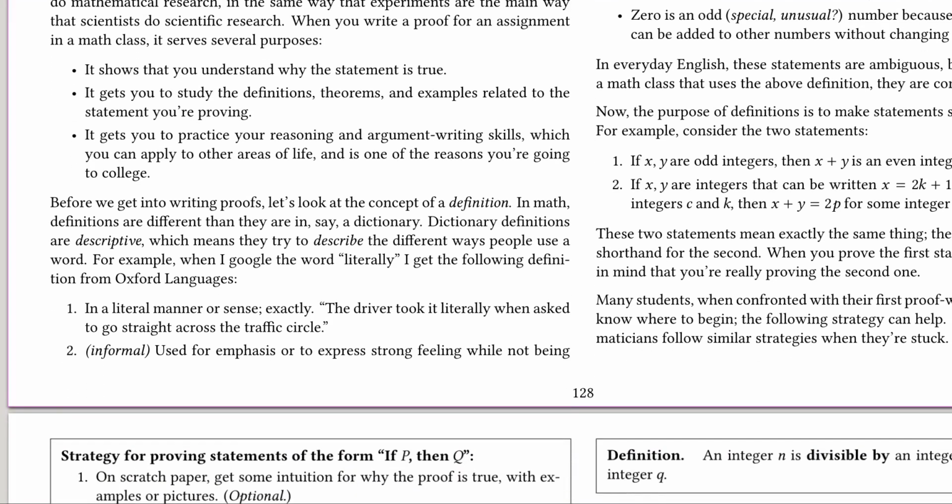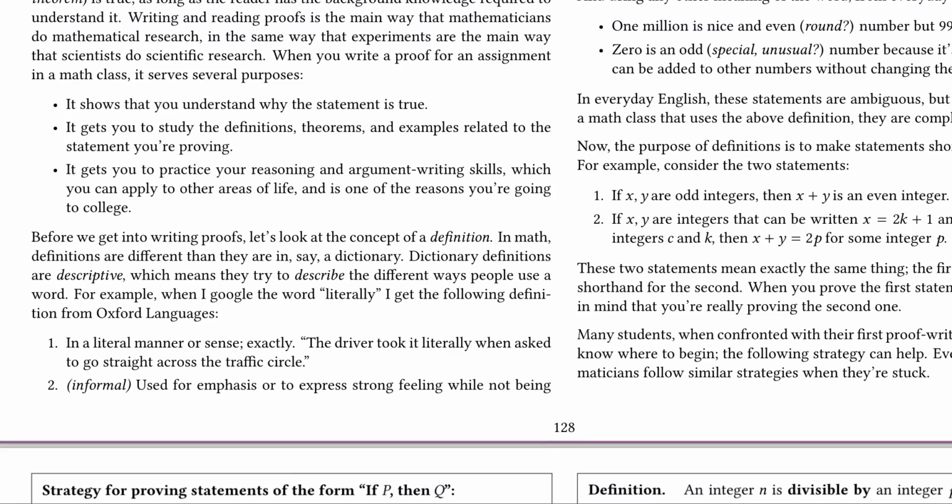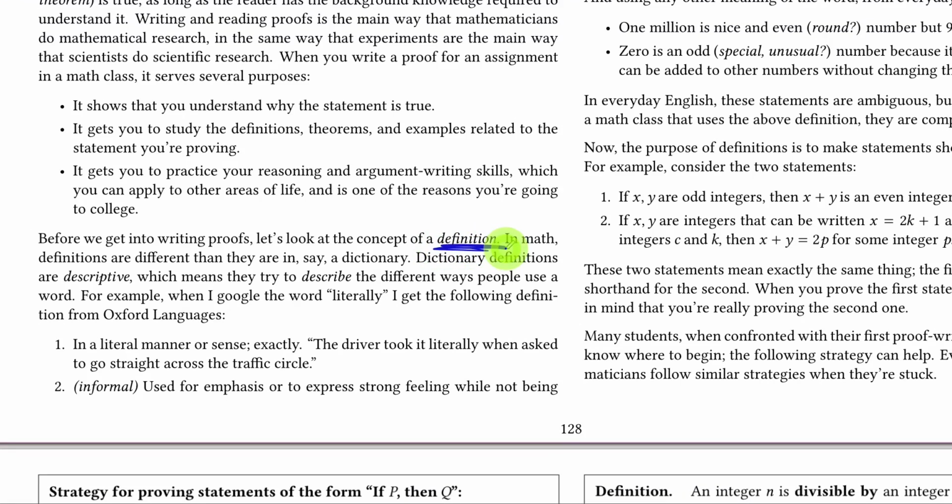So let's talk about the concept of a definition, because in math, definitions are different than they are in a dictionary. Dictionary descriptions are descriptive, which means that they describe the different ways people use a word. And if people are using a word and other people are understanding what they mean, there's no right or wrong there. People understand, so you said it right. Here's an example of that.